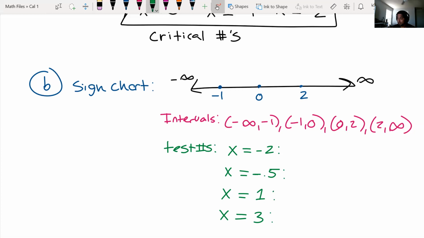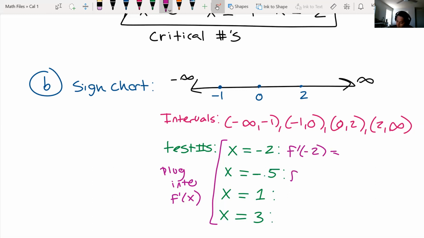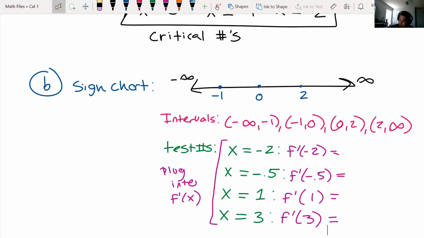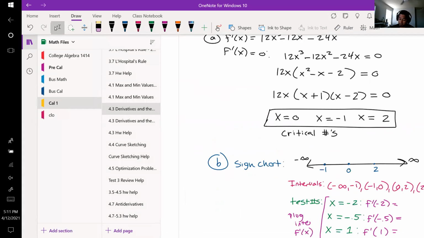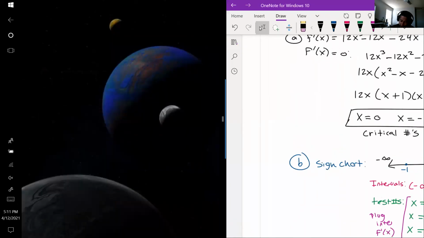So these are test numbers for the sign chart that we're going to plug into the first derivative. So this is a sign chart for the first derivative. So you will plug into f prime of x. So you have f prime of -2, f prime of -0.5, f prime of 1, and f prime of 3. There we go. And now take all of these and plug them into that first derivative above. And you can use your calculator. You can use Desmos. You can make an XY chart.